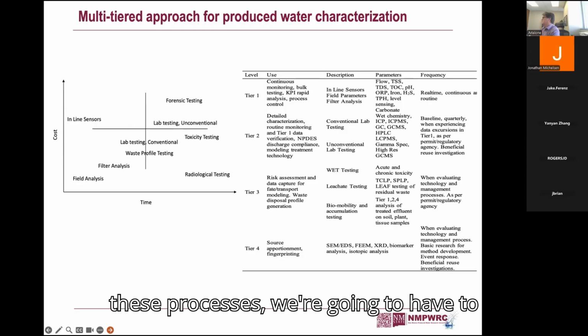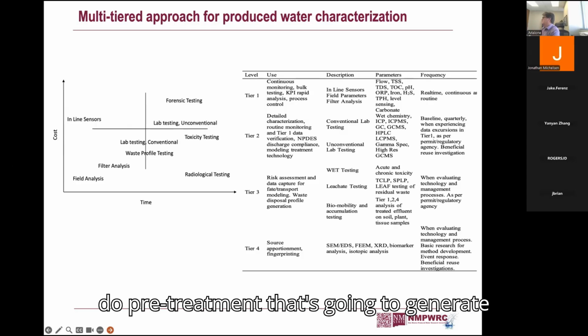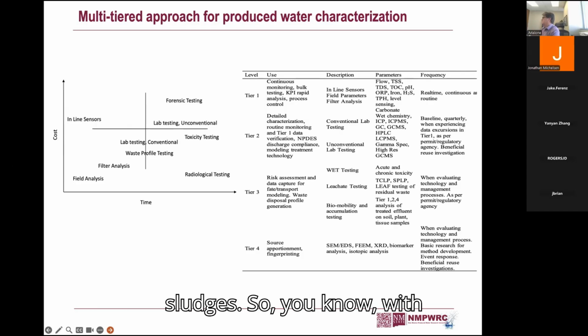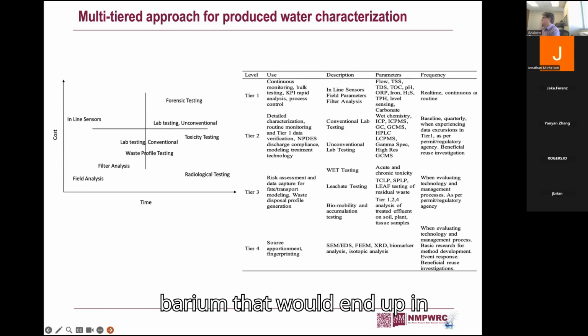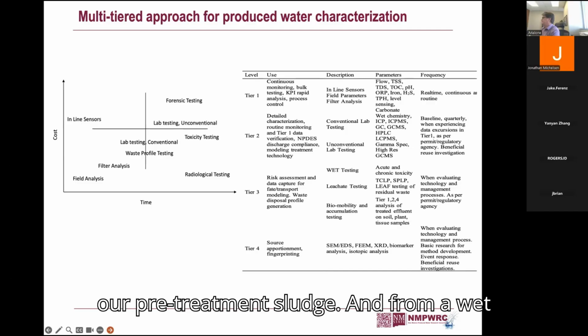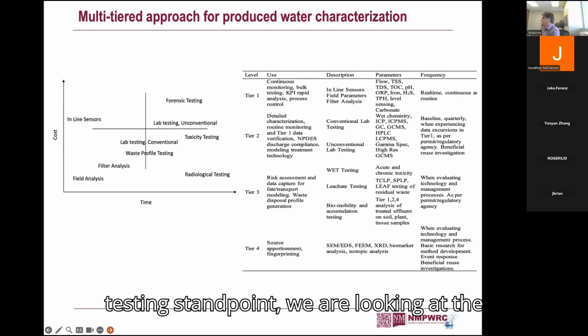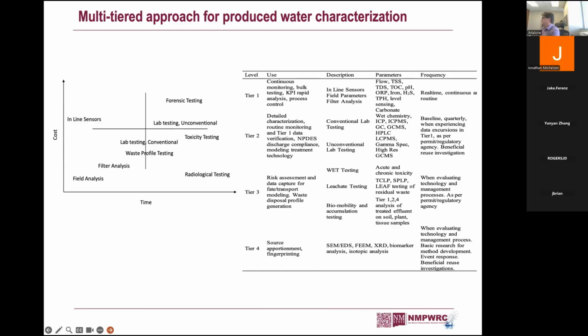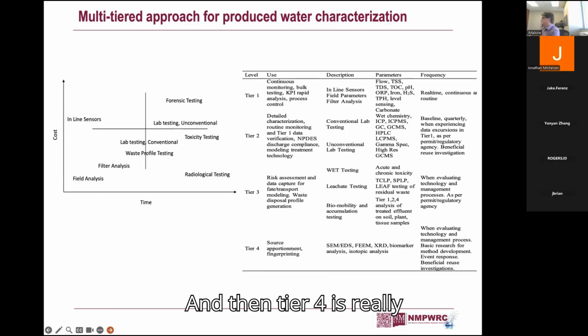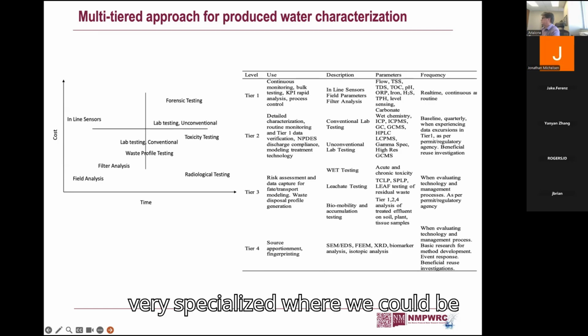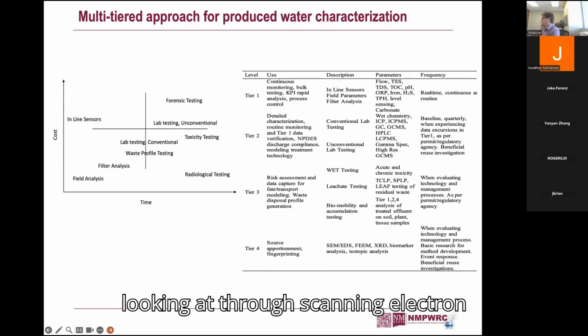So in these processes, we're going to have to do pretreatment that's going to generate sludges. So, with respect to the TDS, what's the amount of barium that would end up in our pretreatment sludge? And from a wet testing standpoint, we are looking at the toxicity in acute and chronic applications.